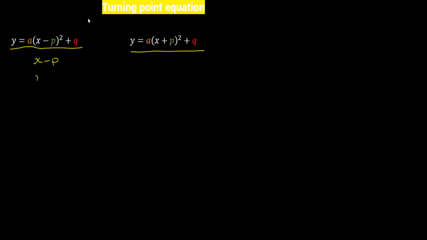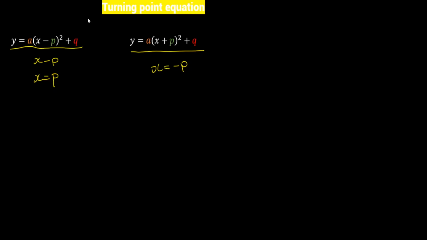That means the value of x is going to be positive, so it's going to be the opposite sign. And if it's x plus p, the value of x is negative p. So you should take note of how your equation is given. Remember, I have not told you what p, q and a are, but we're going to get to that.